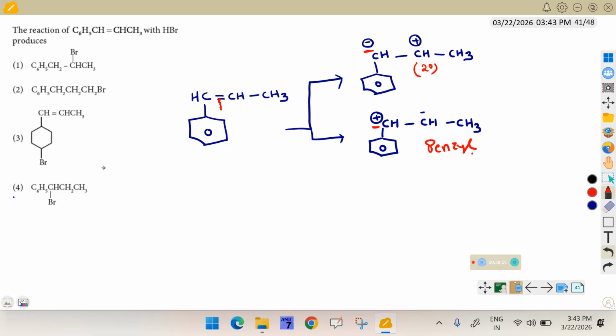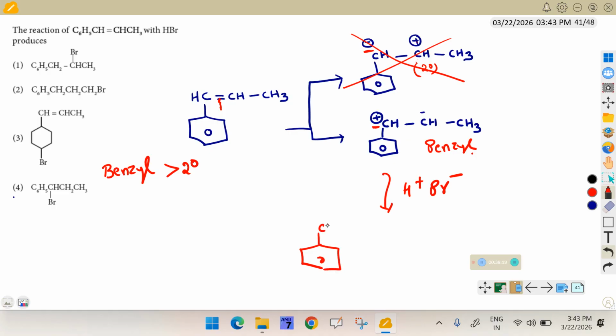We know that benzyl carbocation is more stable compared with 2-degree carbocation. So don't break like this. Break like this. Now you can add HBr. HBr dissociates like H plus, Br minus. Then it gives product C6H5CHBrCH2CH3. Fourth option, correct option.